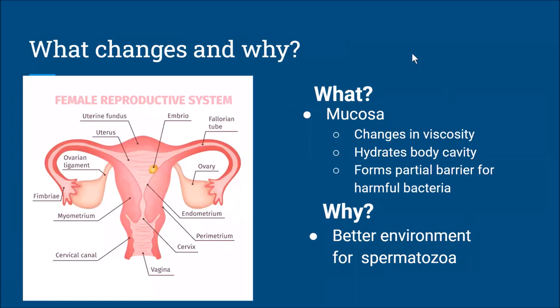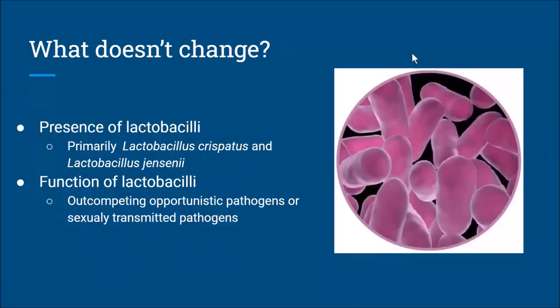And the thing that changes mostly is the mucosa. It changes in viscosity. But in general, it's there to hydrate the body cavity, forming a partial barrier for harmful bacteria and making a better environment for any spermatozoa that might enter. The lactobacilli are always present no matter what stage during the cycle. And their function in general is to outcompete opportunistic pathogens.